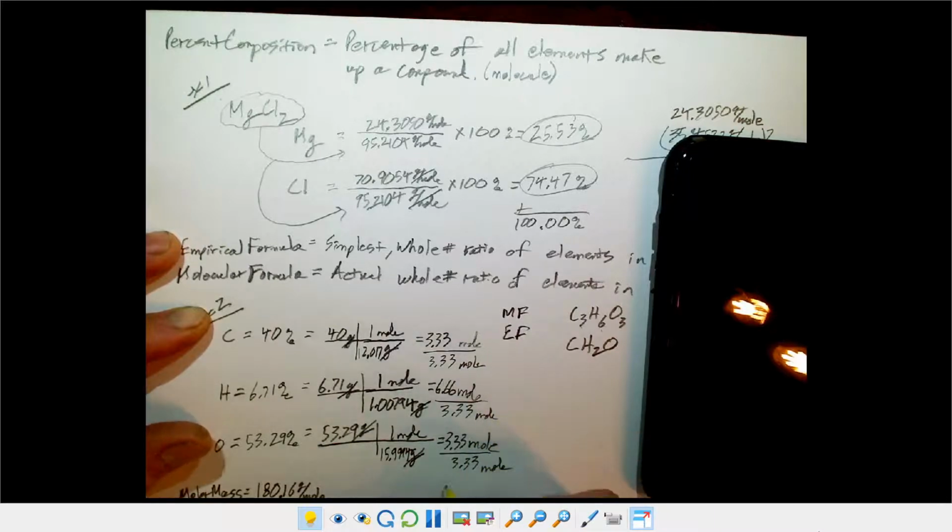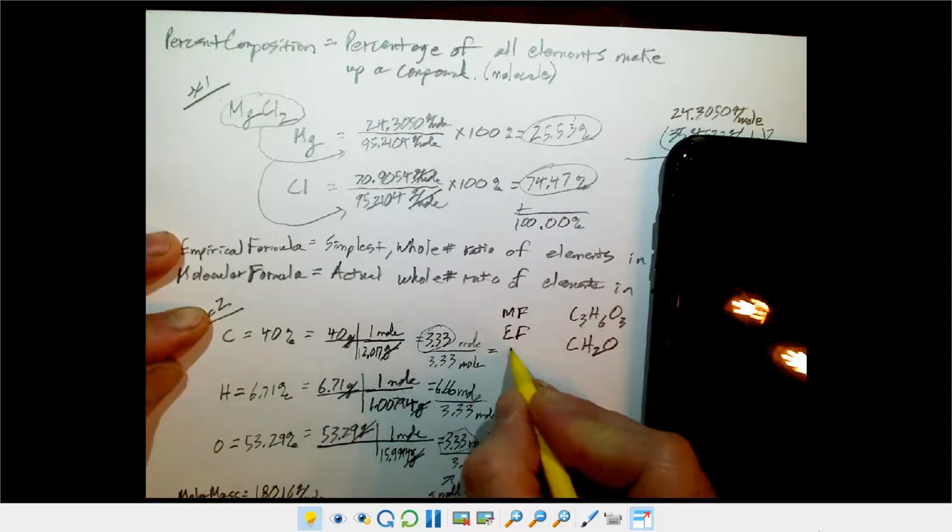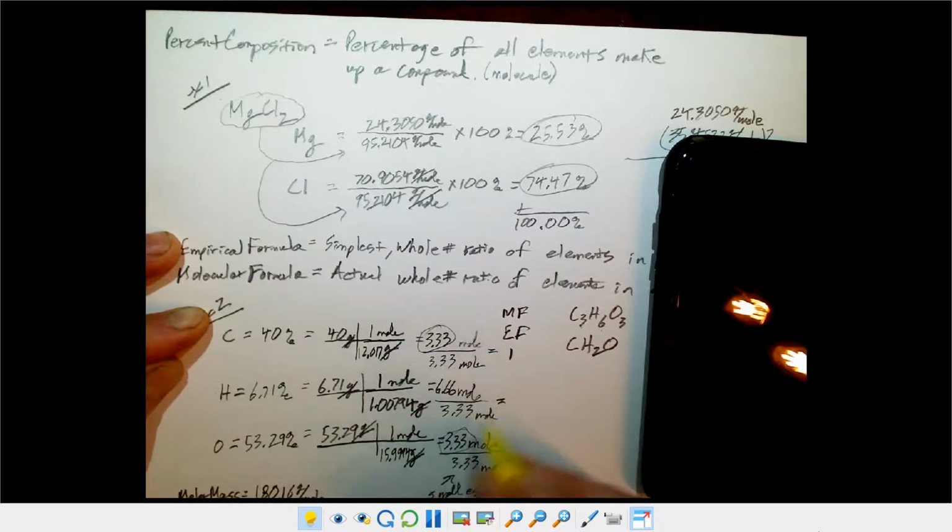And again, the denominator is the smallest answer. That's what you're going to end up dividing by. It's the smallest answer that you got when you did this calculation. The smallest answer we have is 3.33, so we're going to divide them all by 3.33. When we do this one, we get 1. When we do this one, we get 2. And when we do this one, we get 1.